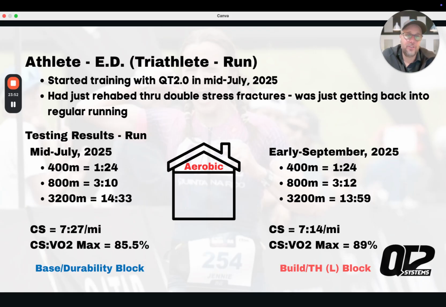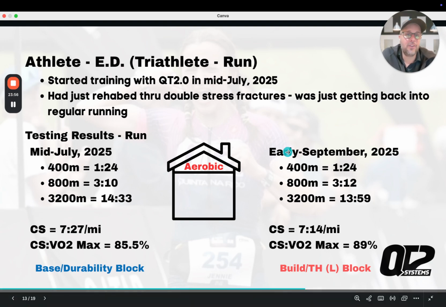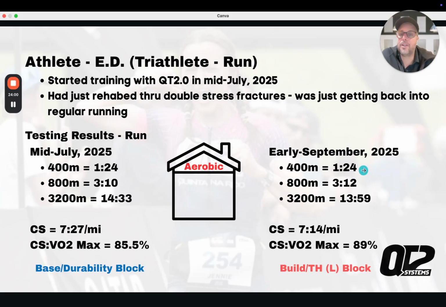She and I felt comfortable to test again. So she tested in early September. So 400 time, 124, 800 time, 312, and then a nice big improvement on her 2 mile time of 13:59, which gave us a critical speed of 714, with critical speed occurring at 89% of speed at VO2 max, which puts her in an aerobic state.